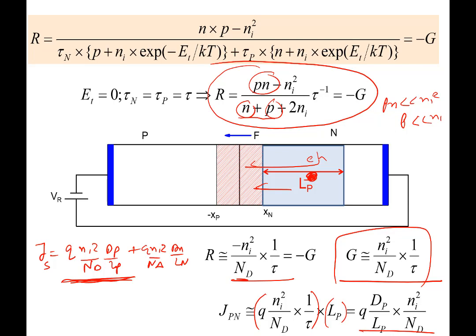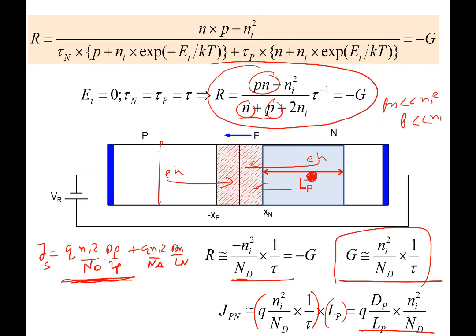What is the source of minority carriers? You must ask. The source of minority carriers is thermal generation. And so carriers are getting generated here and they're flowing into this region here. Similarly, electron-hole pairs are generating here and the electrons are flowing here. So it's a generation process which is supplying the current here.